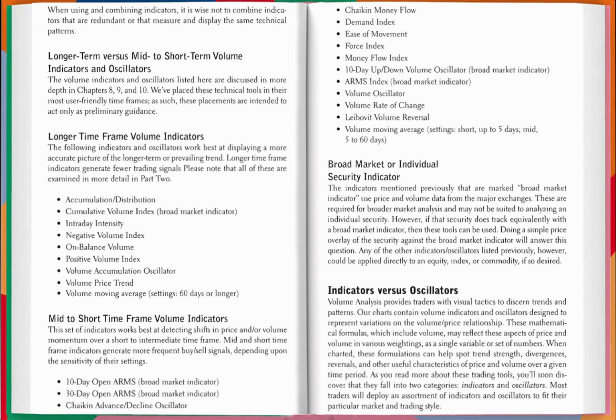Longer time frame volume indicators. The following indicators and oscillators work best at displaying a more accurate picture of the longer-term or prevailing trend. Longer time frame indicators generate fewer trading signals. Please note that all of these are examined in more detail in Part 2.